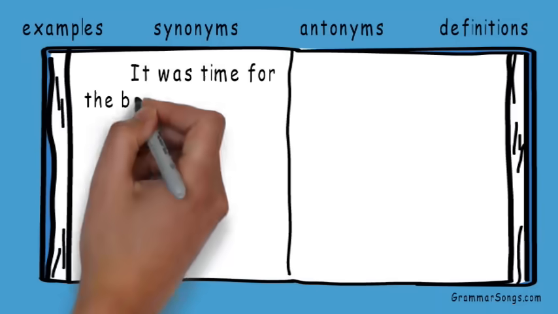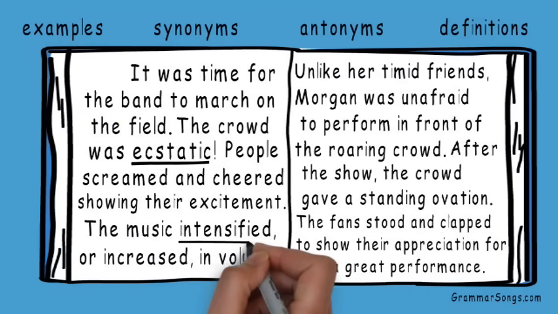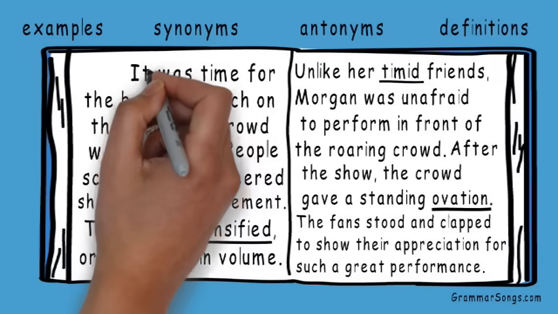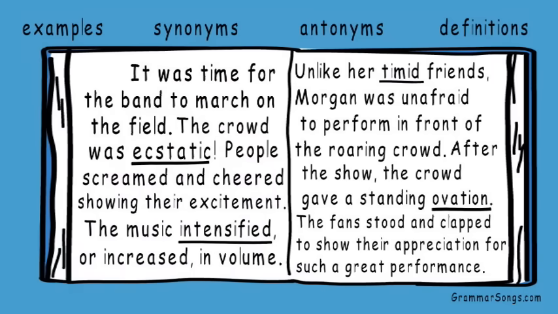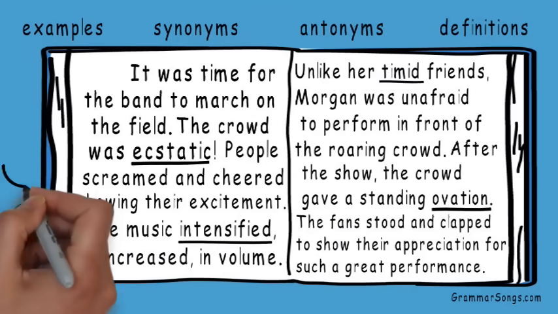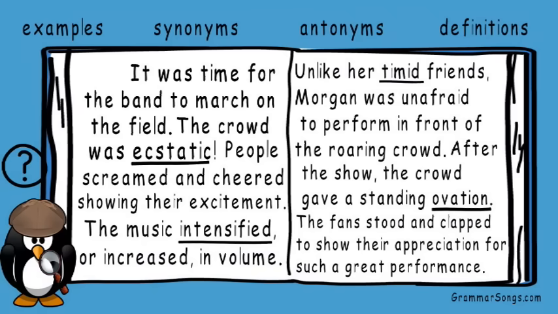Let's read a paragraph and look for the context clues a reader might find if he or she was unfamiliar with the underlined words. It was time for the band to march on the field. The crowd was ecstatic. Ecstatic? I don't know what that means. Well, this would be a good time to look for context clues. Remember, if you can't find a clue in the sentence you just read, you should keep reading. A word's context includes the words and sentences around it. Let's start again at the beginning so we can gather all the context surrounding the word ecstatic.